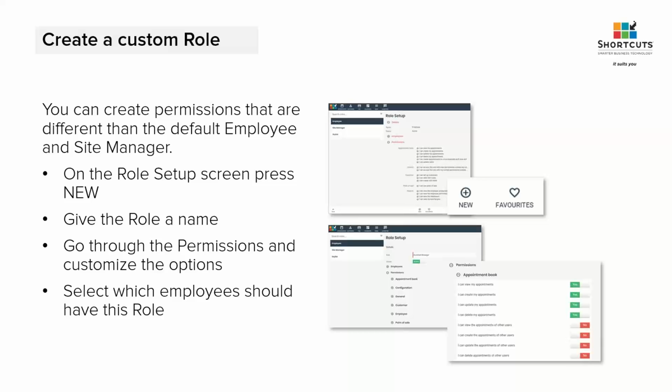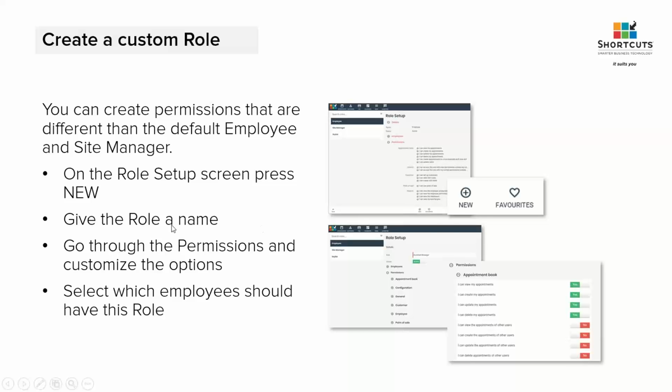So if you want to create a custom role, let's say for your front desk, for your assistant manager, whoever that person is, you can actually press the new button at the bottom of the role setup screen. You can give it a name, call it whatever role you'd like, and then go through the permission list and customize the yes or no settings for that particular level. And then you can even choose which employees should have that role.